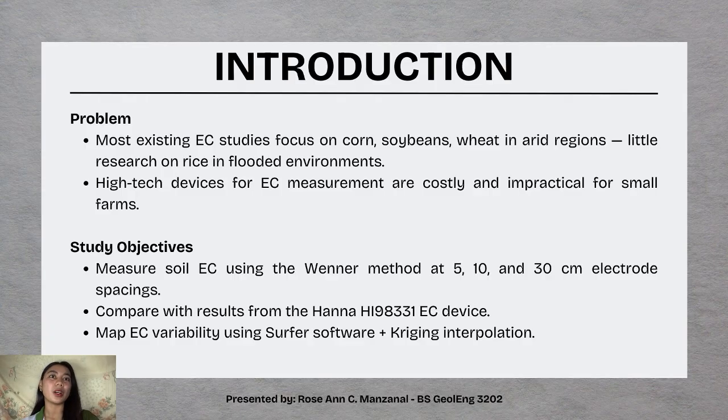It tested a low-cost, direct-based Wenner method to measure soil EC at 3 different electrode spacings, 5, 10, and 30 centimeters. Then the researchers compared those results with the commercial HANA HI98331 EC device to evaluate accuracy. Finally, the researchers created EC maps using Surfer software and kriging interpolation to visualize salinity patterns in the field, an approach that can help guide smart, targeted interventions.